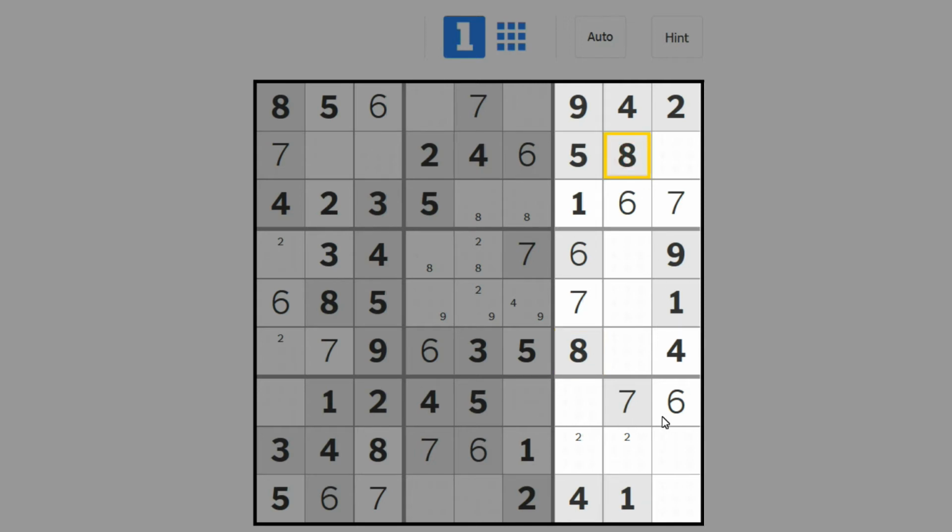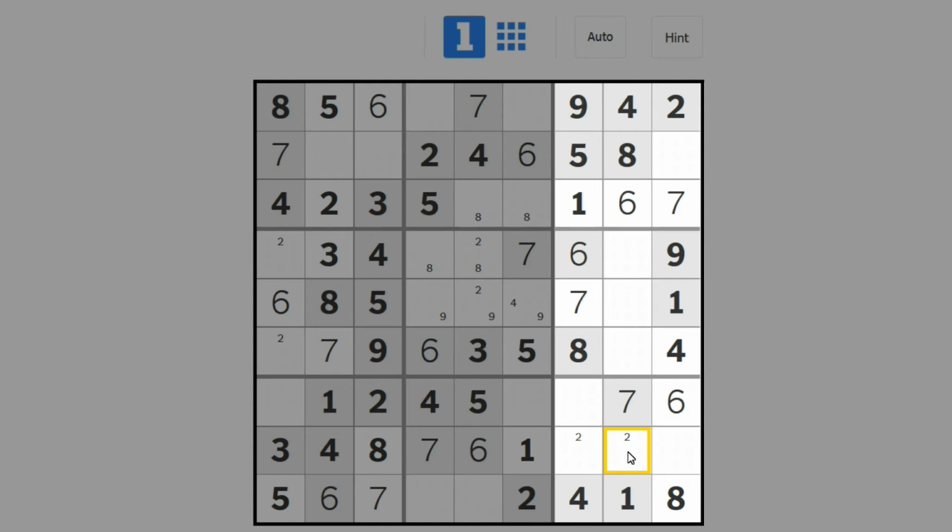So there must be an 8 here on the right. It can't be in this cell because there's an 8 already in this row. So the number 8 must be in this cell. And then we have the number 9. Number 9 appears here on the left, appears here on the right. Therefore, the number 9 must appear here in the center.